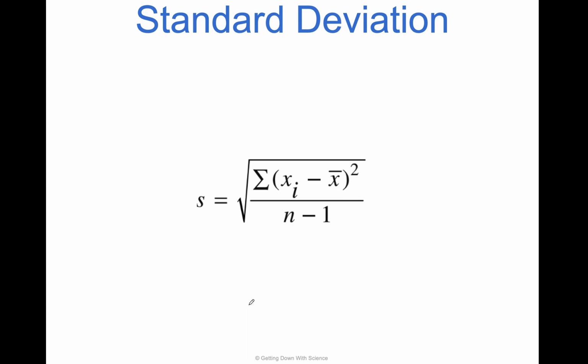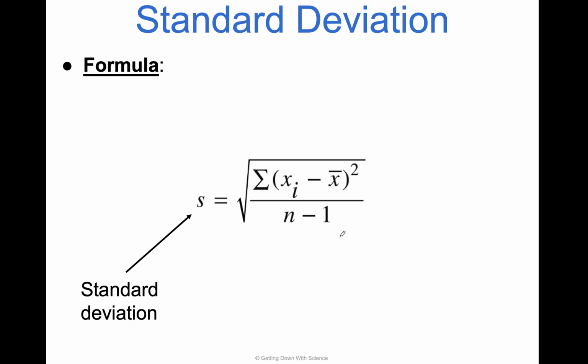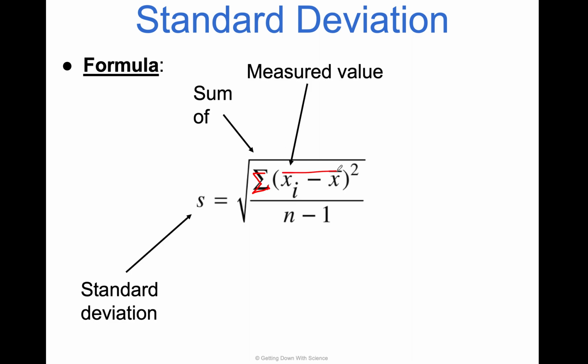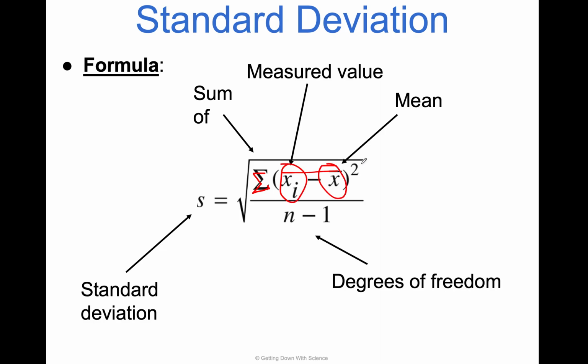Here's how you get your standard deviation. Again, this is not an equation that you need to remember. This equation will be given to you. So, standard deviation is represented by S. Sum of is this value here. You guys know that that means sum of. These are your measured values. So the sum of all of your measured values here and the mean of those values squared.